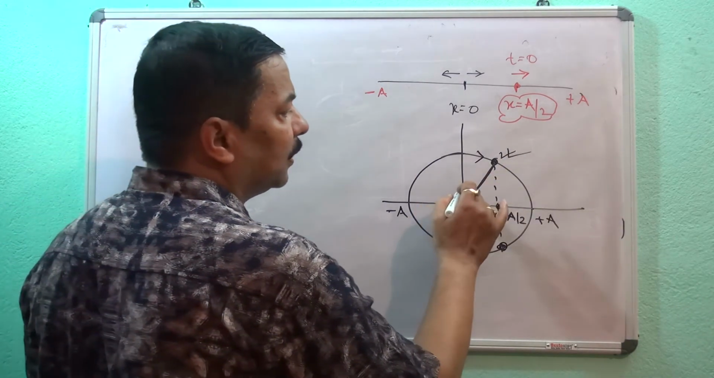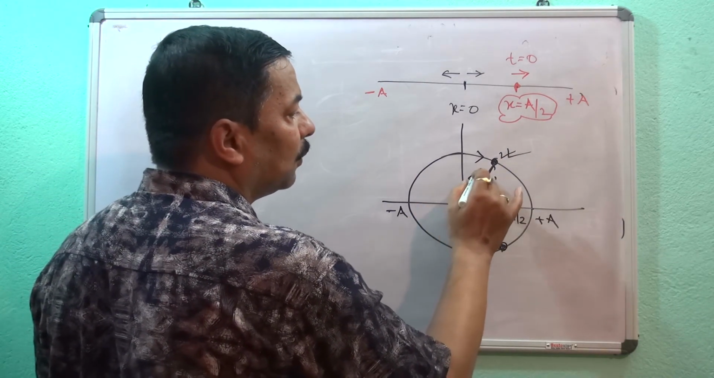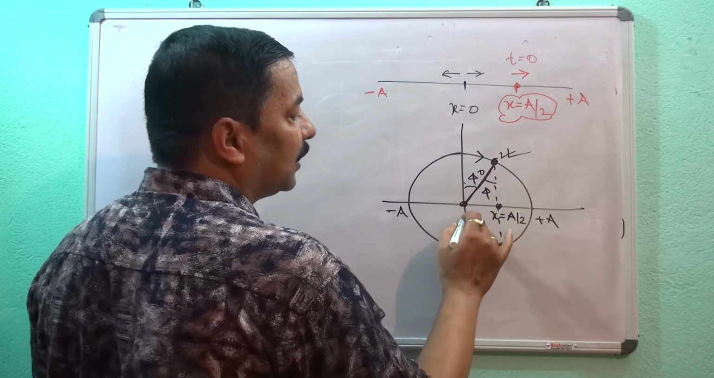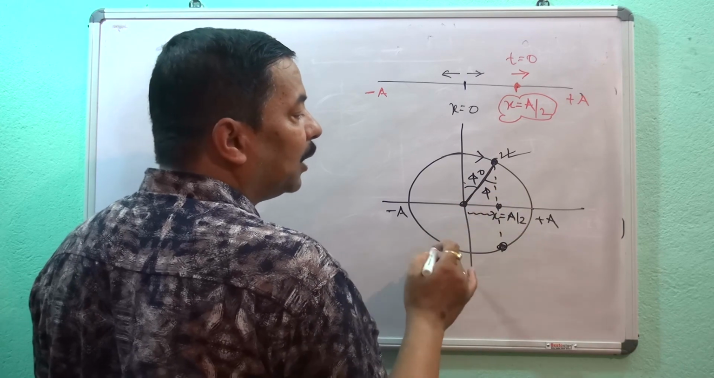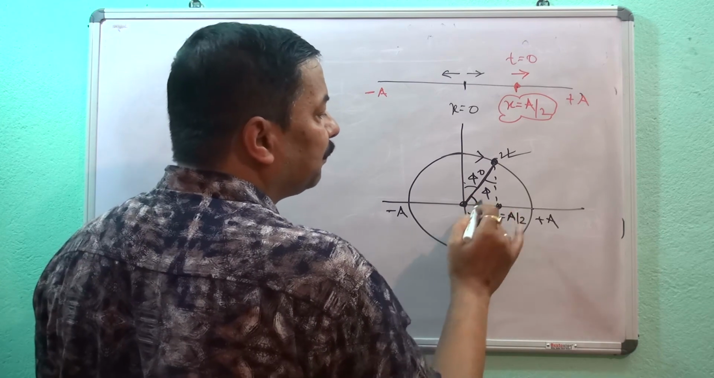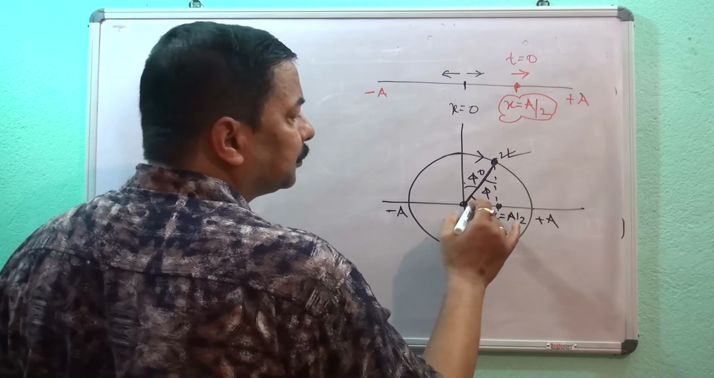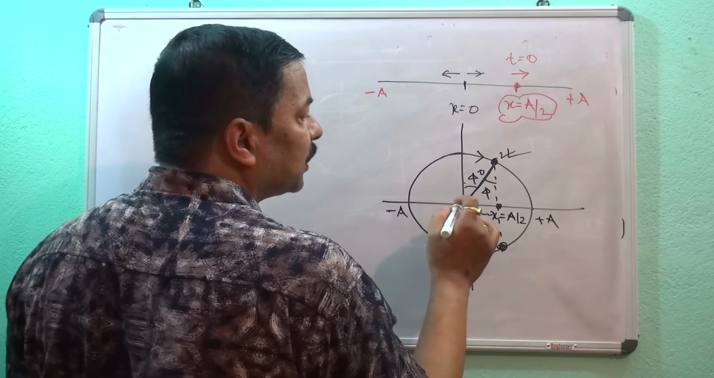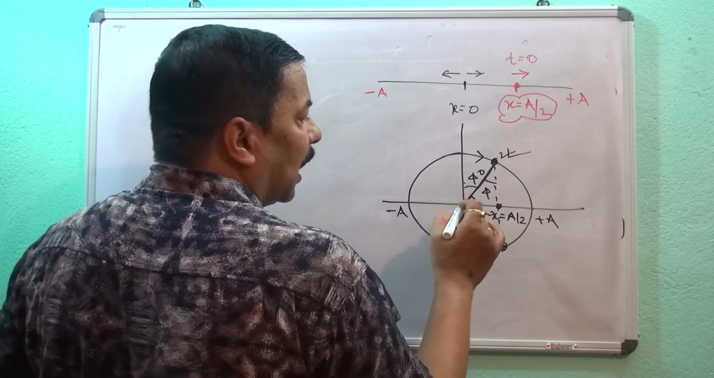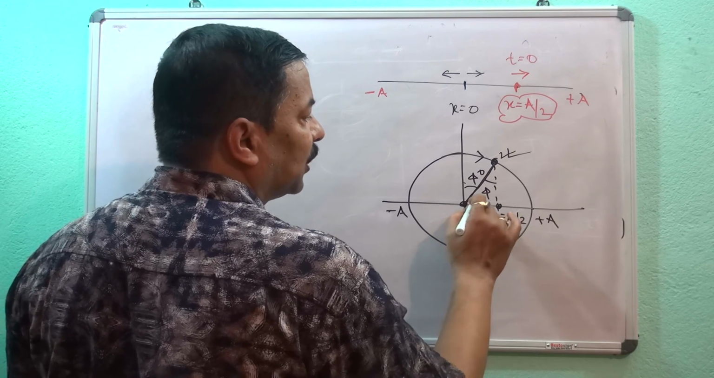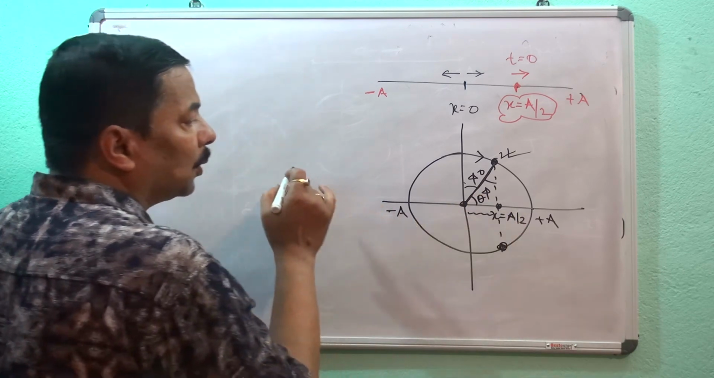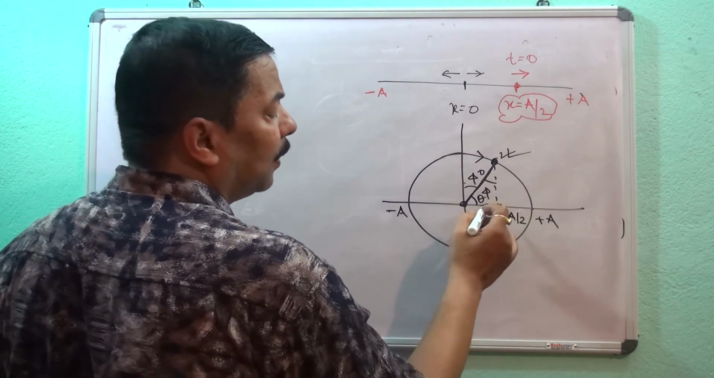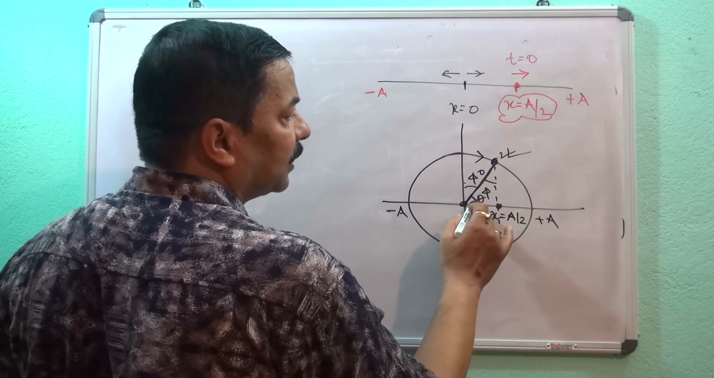Now we have to find this value. This is your phi naught. And this distance is how much? A by 2. So this angle, suppose I am taking as theta. For this angle, this is your A. What we have to find is this angle theta.